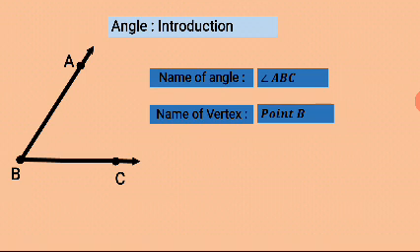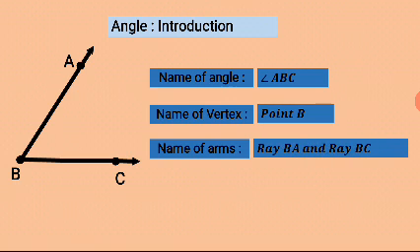Arms means bazu, bhuja, when two rays start from a common point and extend in different directions. These rays are called the arms of that angle. So we write the name of the arms. The first arm is BA, ray BA, and the second arm is BC, that is ray BC.